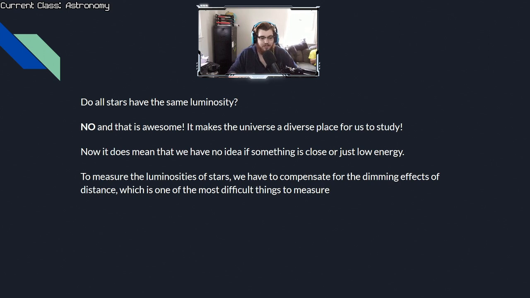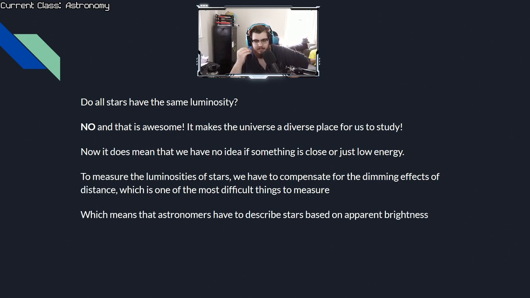We can't find out how far something is away easily. It's so difficult to do. I can't just go, yes, Sirius, that's about 7 light years away. That doesn't happen. You can't just look at it and be like, I know, and now I can figure out how bright that star is.